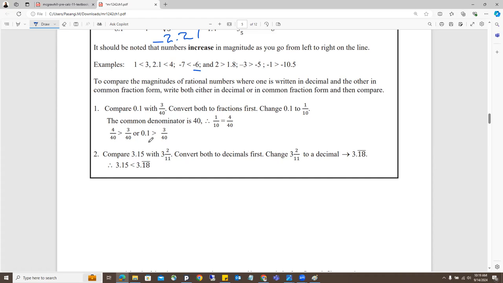Okay, then compare 3.15 with this one. Again, this number is a decimal number. Here we have the mixed number, 3 and 2 over 11, which is a mixed number. What we have to do is convert either this 3 and 2 over 11 into a decimal number and compare, or else convert both numbers to fractions and then compare. That's how we normally do. Is it clear? Yes.